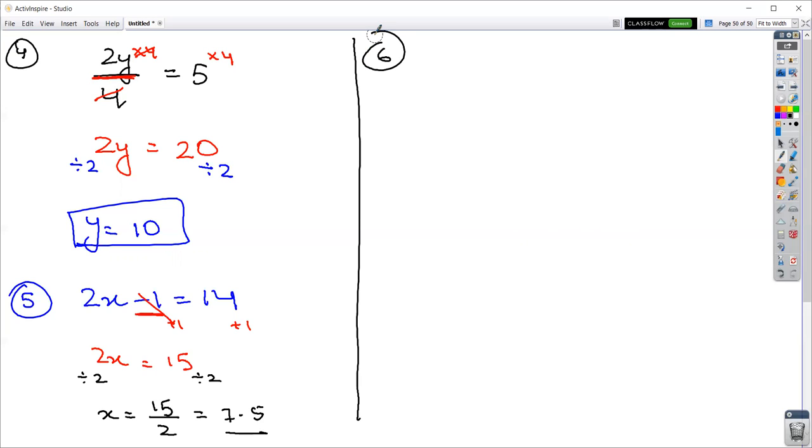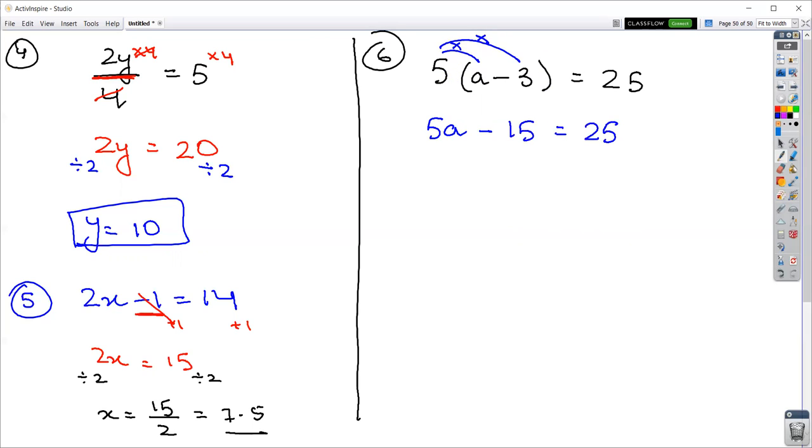To show you the next example, while solving the equation, we can even have a question written in a bracket form. And whenever we have got the bracket, the first thing we do is to expand the brackets and then we solve the equation. So the first step is expanding brackets. It means multiply the term written outside the bracket with the terms written inside the bracket. So when you do 5 times a would be 5a minus 5 times 3 is 15 equals 25.